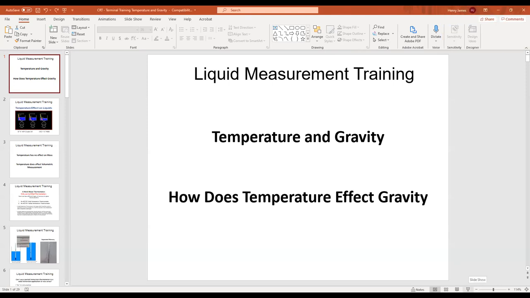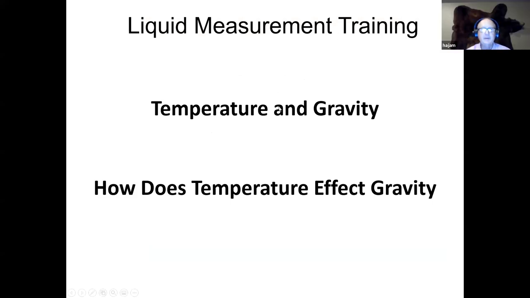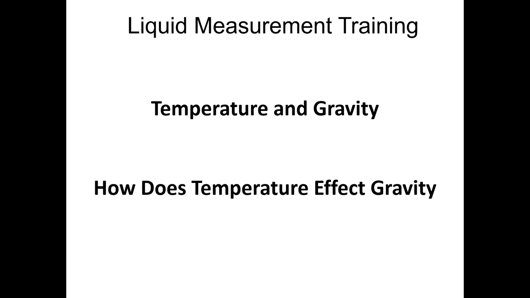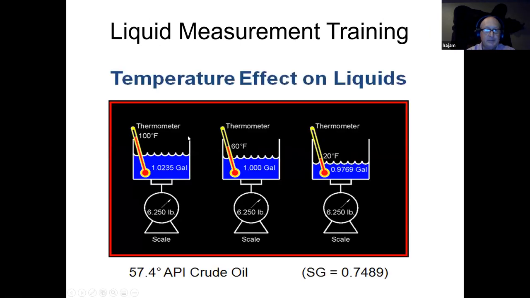Yes. Okay. So what we're going to talk about tonight is temperature and gravity and how it leads up to tank gauging. The most important thing in volumetric measurement in tank gauging is the temperature and the gravity, to even begin to determine what the net volume is. Temperature has an effect on gravity, and therefore any change in temperature changes the physical level in a tank.